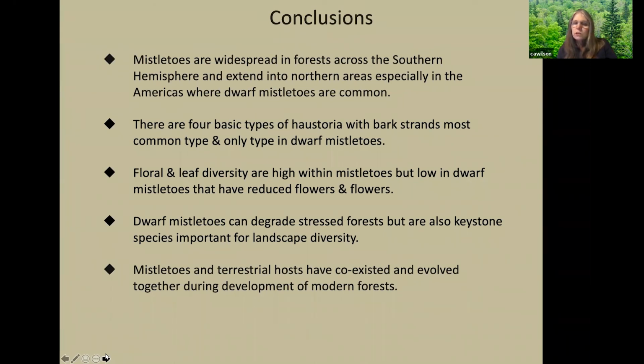And dwarf mistletoes can degrade stressed forests, but they're also keystone species important for landscape diversity. And then mistletoes and terrestrial hosts have coexisted and evolved together during the development of modern forests.